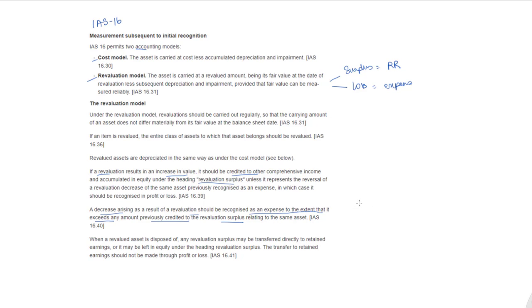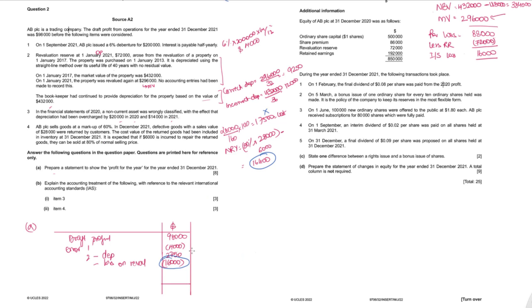Whenever there's a loss on revaluation, you will have to show the loss in the income statement. So this is in contradiction to what is given in the marking scheme. So I thought I'll just explain this part to you. So coming back to our answer, we've done the error number 2.